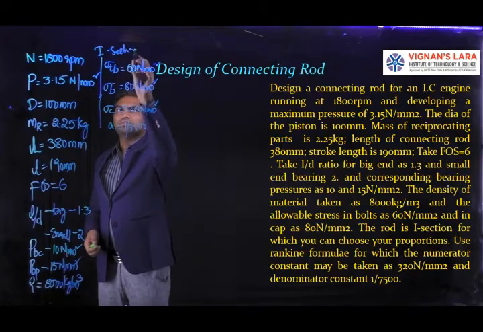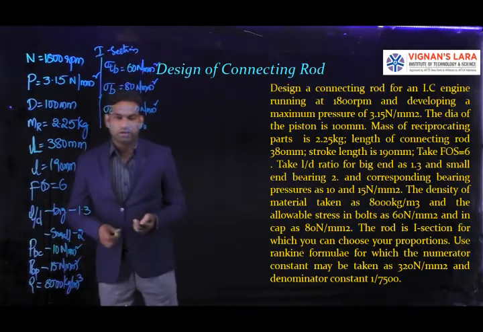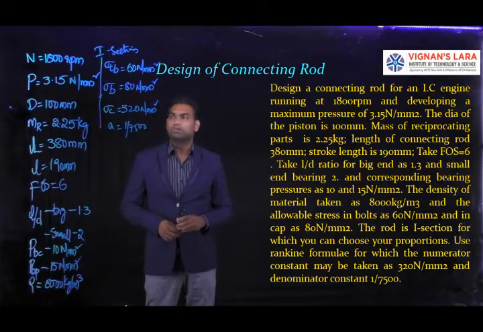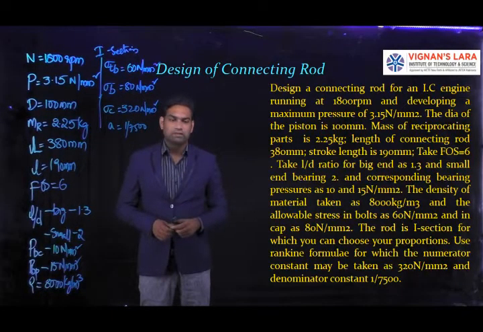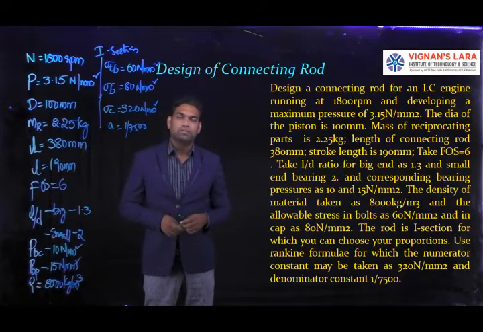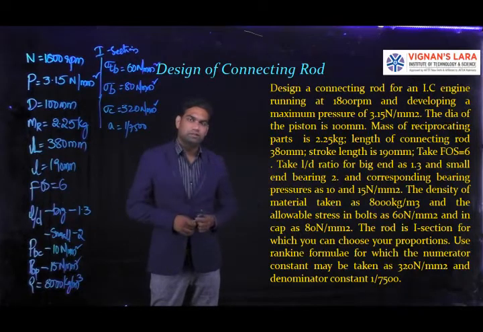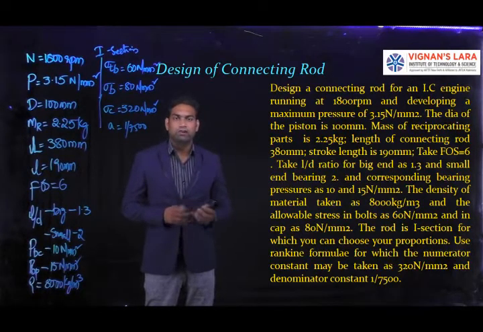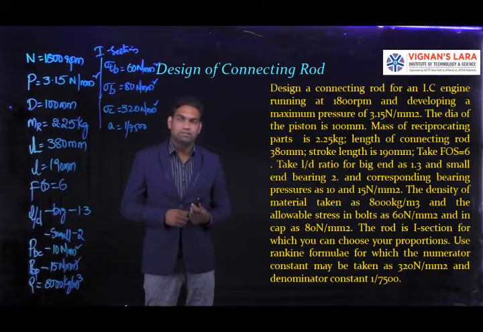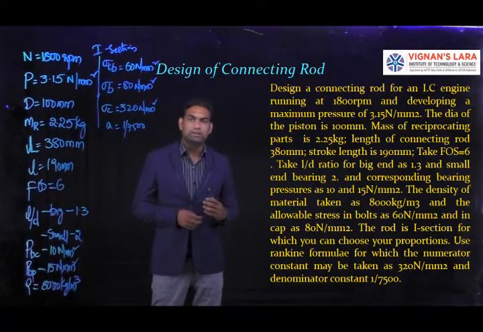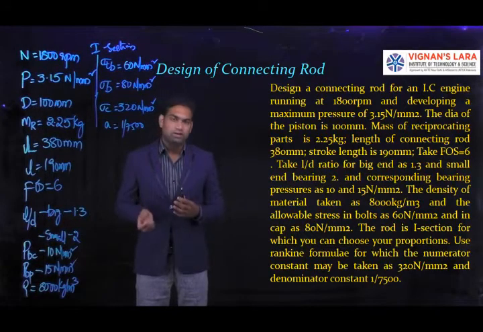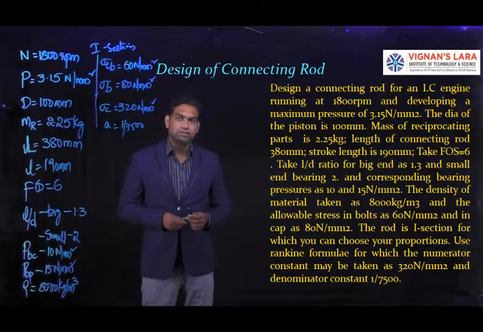The proportions for the I section we can take as per our convenience. But whenever we take proportions, we need to check for buckling of the connecting rod about IXX and IYY. The ratio of IXX and IYY should be kept between 3 and 3.5 times, which we have already checked in the design procedure.